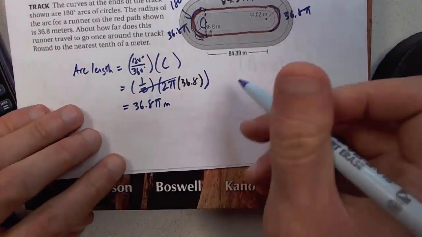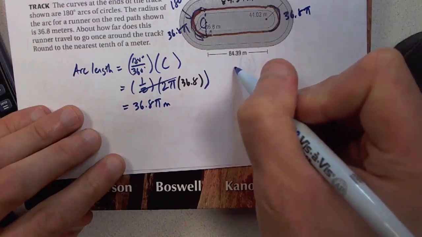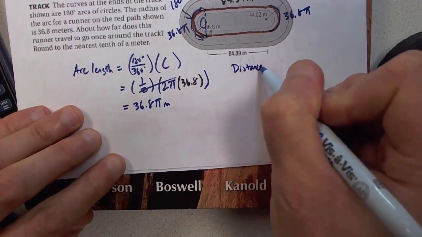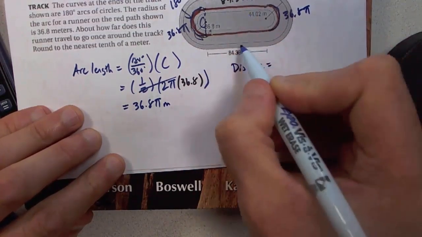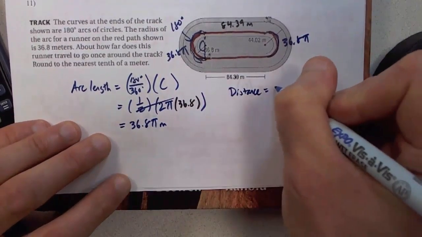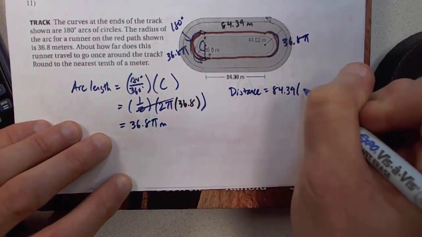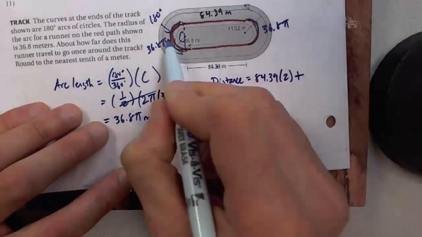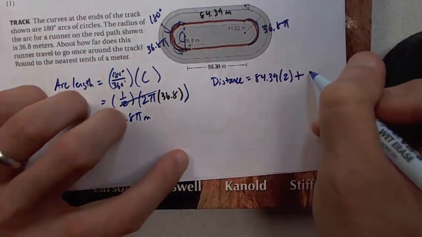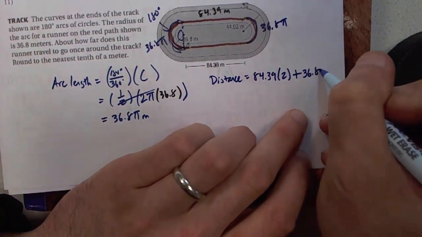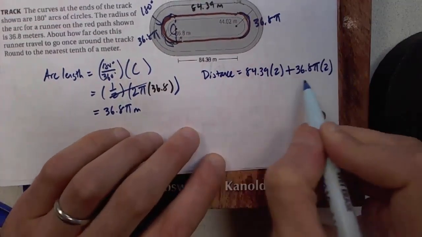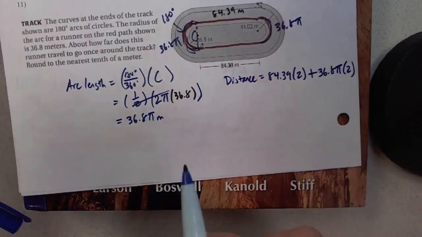So my final distance would be 84.39 times 2 plus 36.8 pi times 2. This is all in meters. And then I'm just going to punch that in my calculator, right?